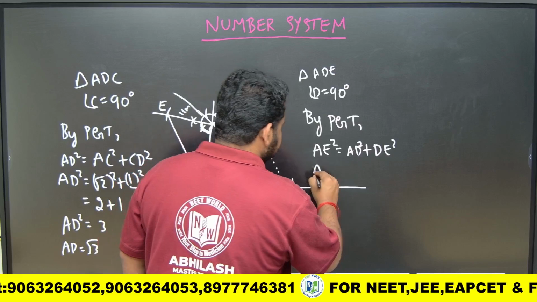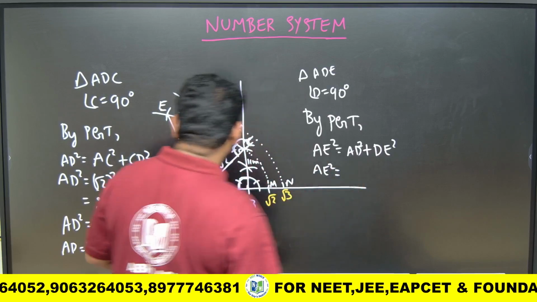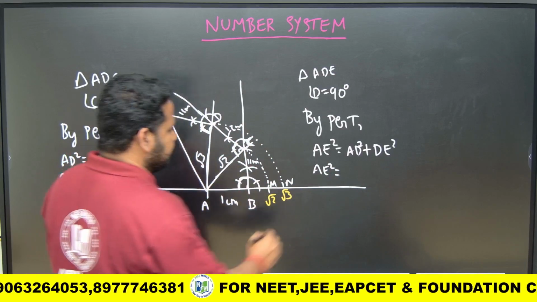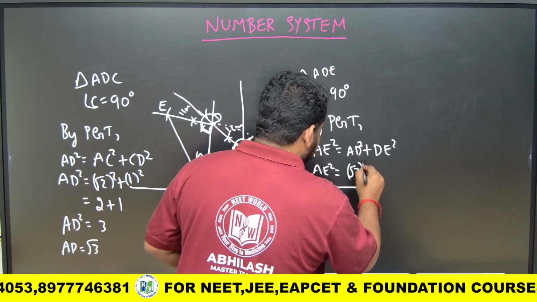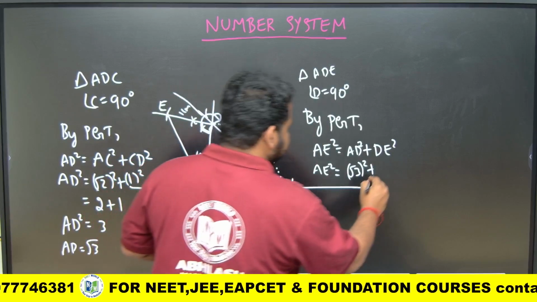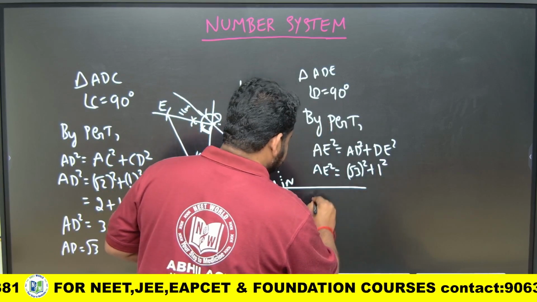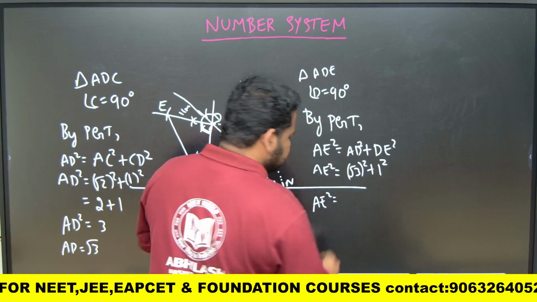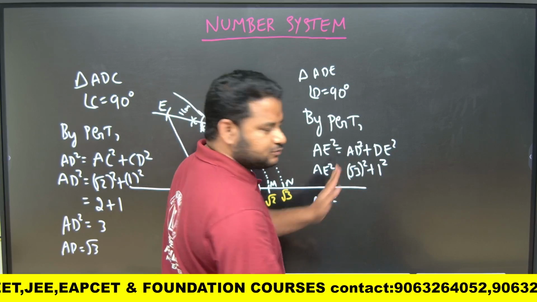Okay. Now we got AE square, we have to find out. AE square is equal to AD square plus DE square. AD is nothing but root 3, so root 3 square. DE is nothing but 1, we took it as 1, so 1 square. So AE square is nothing but root 3 square, which is 3 itself.